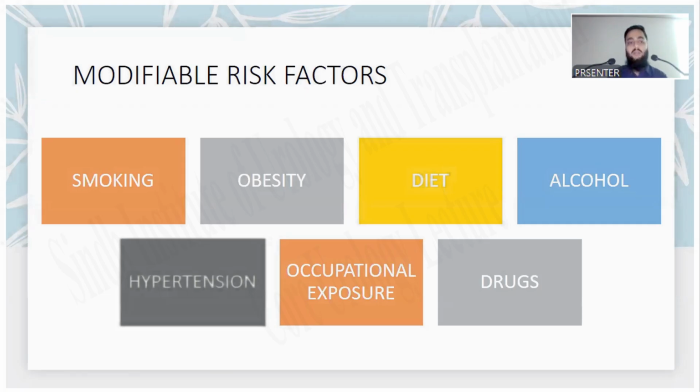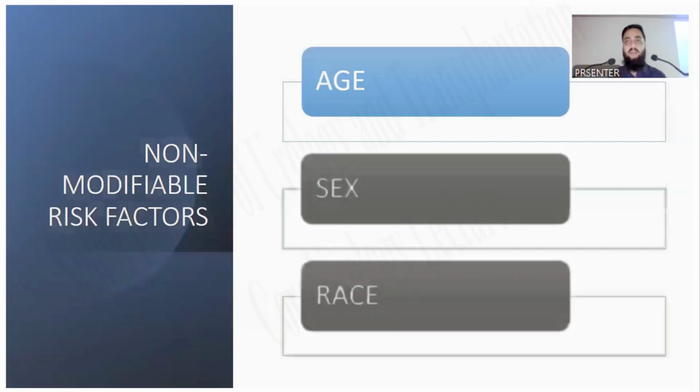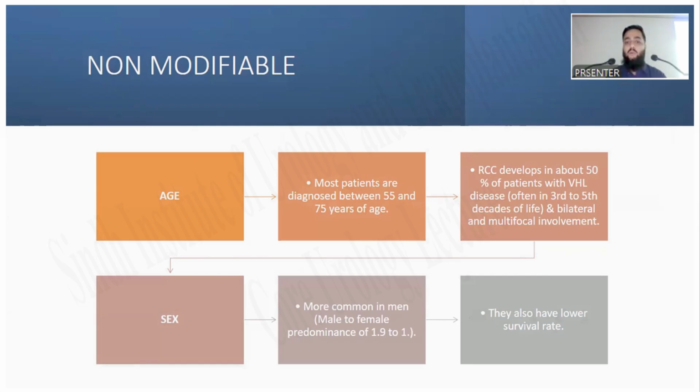Risk factors. So there are two types of risk factors, modifiable and non-modifiable. So we'll first discuss modifiable risk factors, which include smoking, obesity, diet, alcohol, hypertension, occupational exposure, and drugs. And non-modifiable, we have age, sex, and race. Age: most patients are diagnosed between 55 and 75 years of age. RCC develops in about 50% of patients with VHL disease, often in the third to fifth decades of life, and with bilateral and multifocal involvement.